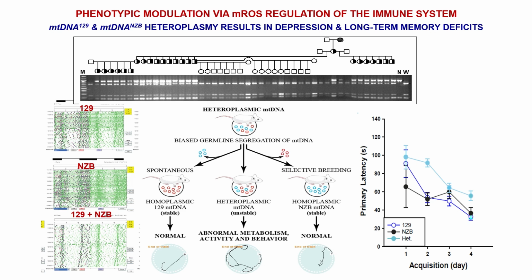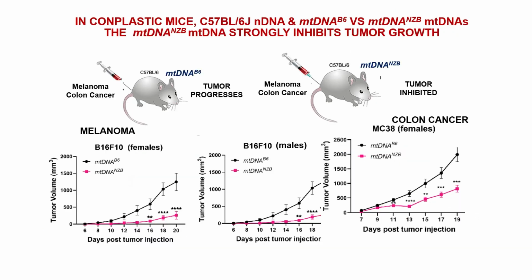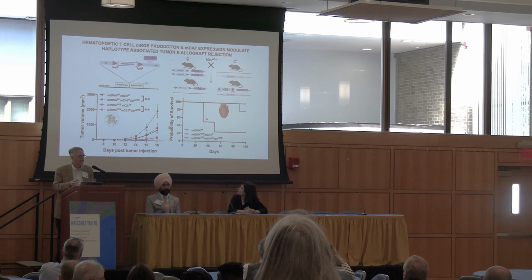So that subtle changes on haplogroup has a huge effect on phenotype. So we can then actually ask these different mitochondrial DNAs, BL/6 and NCB, and if you have an injected tumor in the NCB, it completely blocks the tumor, just the mitochondrial DNA. But if you have BL/6 mitochondrial DNA, tumor grows rapidly. And if you simply change the mitochondrial ROS production of the hemopoietic stem cells, then you can actually alter this tumor rejection and also transplantation. So again, subtle changes in mitochondrial function have huge effects on phenotype.